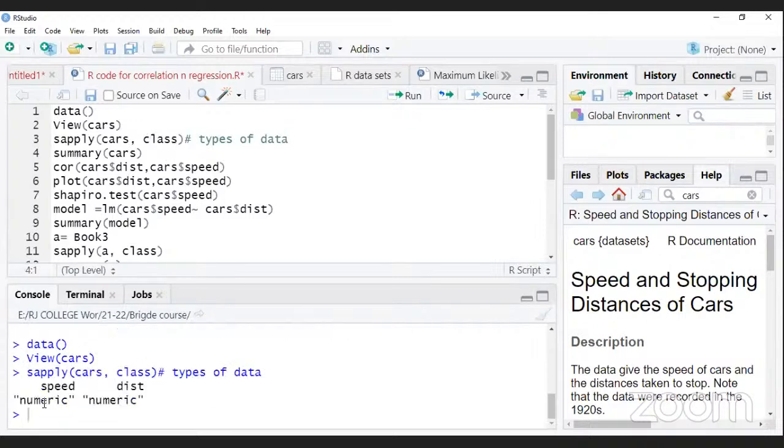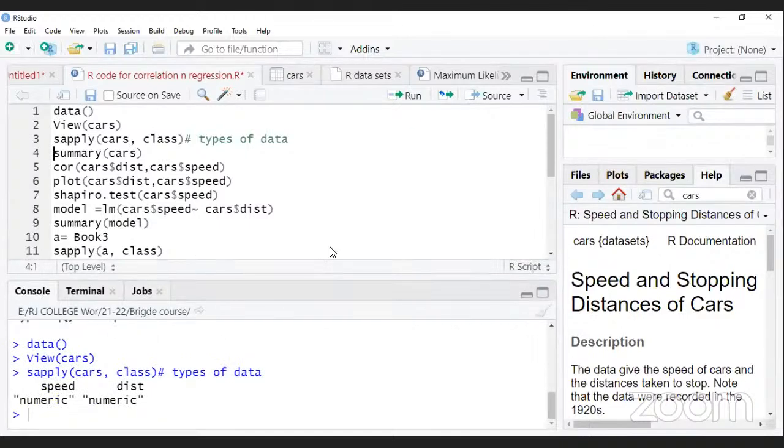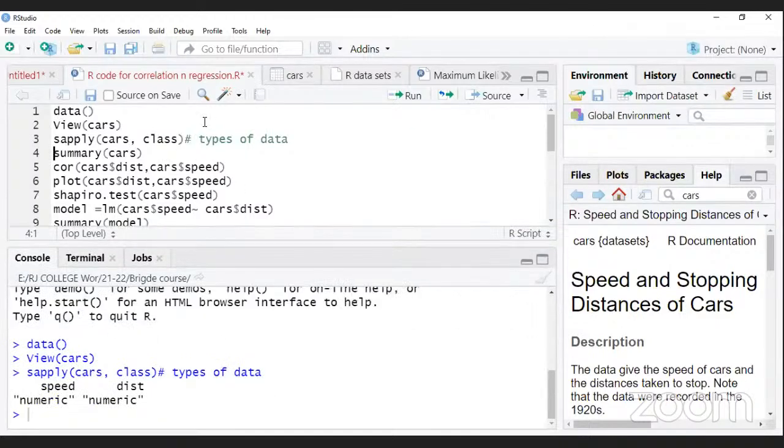I hope everybody knows this window is called the script window. This window is called the console window. This is part of your history and environment. This is graphs, packages, etc. I am assuming that you know this very well, at least this part.